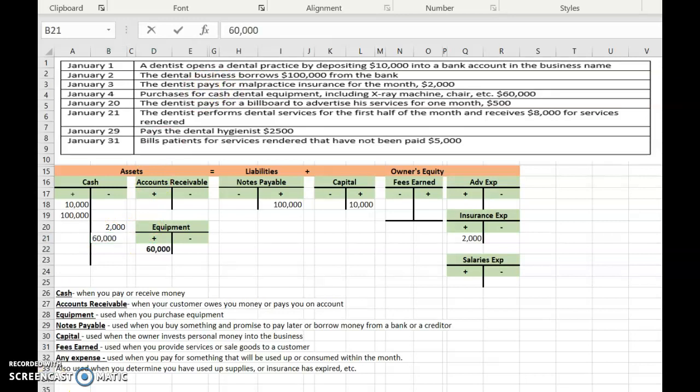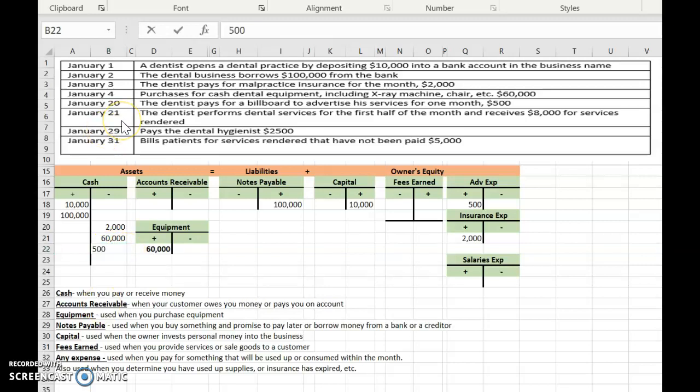January 20th, the dentist pays for a billboard to advertise his services for 1 month for $500. So we're talking about an expense because it's used when you pay for something that will be used up or consumed within a month, and this would be advertising expense. So advertising expense goes up by $500. And it says that we pay, so we pay with cash, so cash goes down by $500.